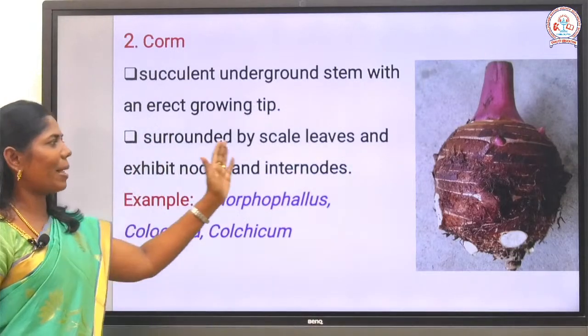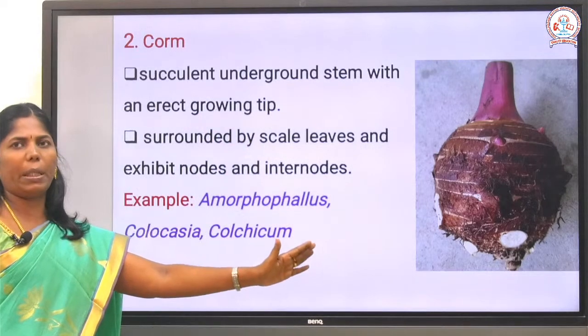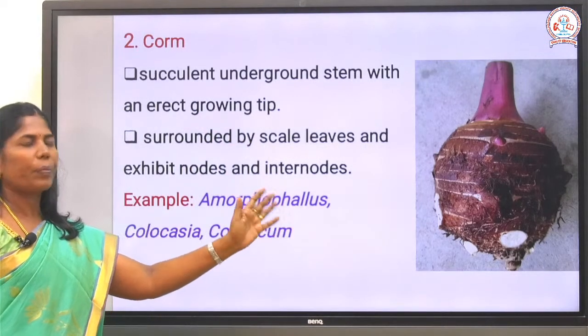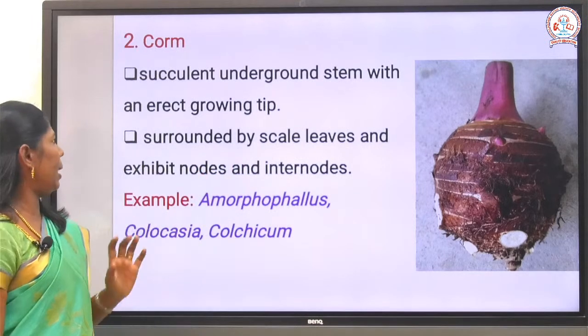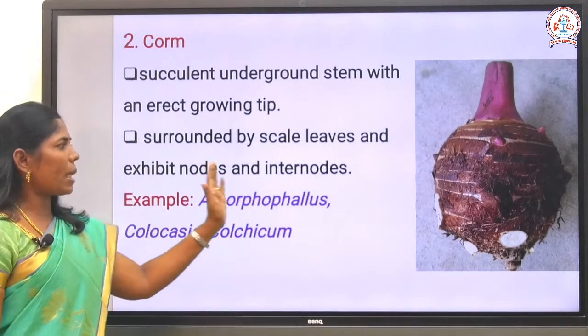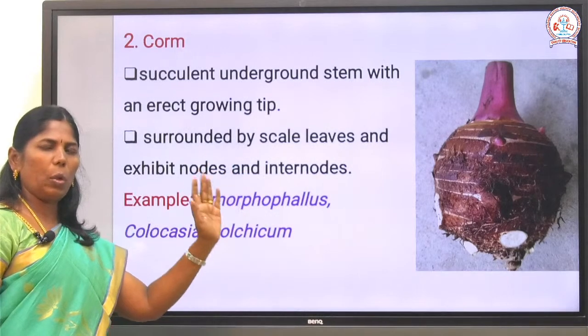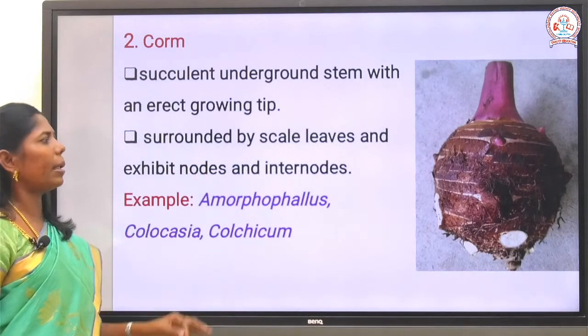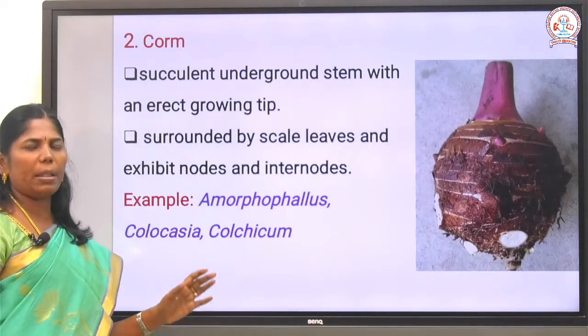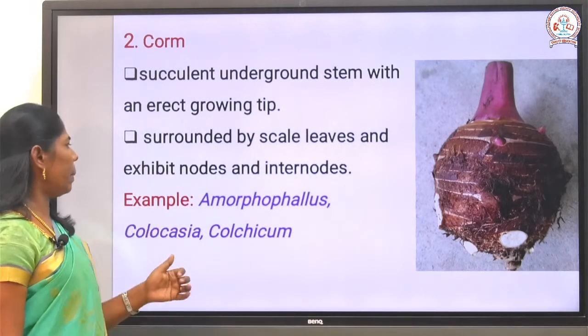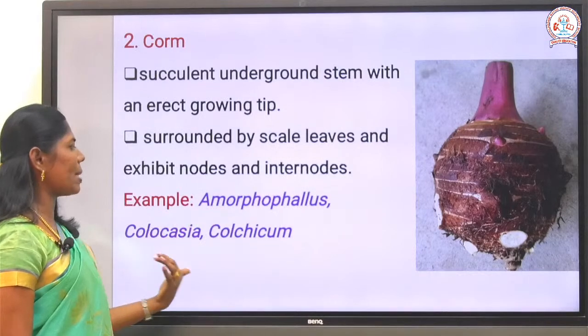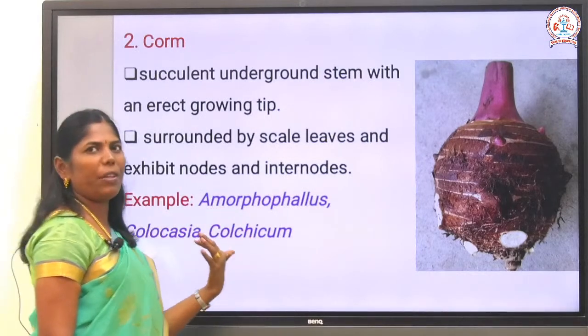It is surrounded by scaly leaves, which are brown in color. It exhibits nodes and internodes, as before; nodes are present and internodes are present. Only root hairs are present, it doesn't have proper roots. Well-developed roots are not found, only root hairs are present. Amorphophallus, Colocasia and Colchicum are examples of this.